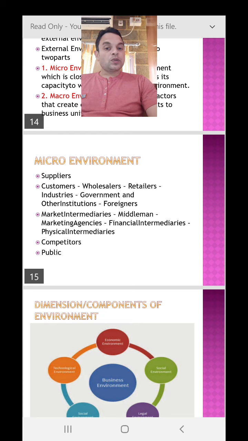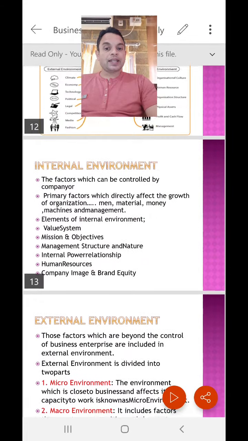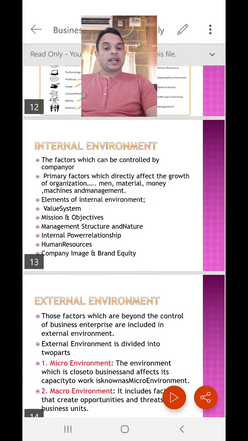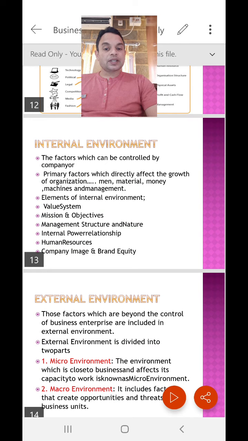In this chapter, what you don't need to miss is the dimensions of business environment, that we'll be seeing tomorrow. But again, before that, let us see once again what you mean by types of business environment. There are two types of business environment. Slide number 13 is a case of internal environment.